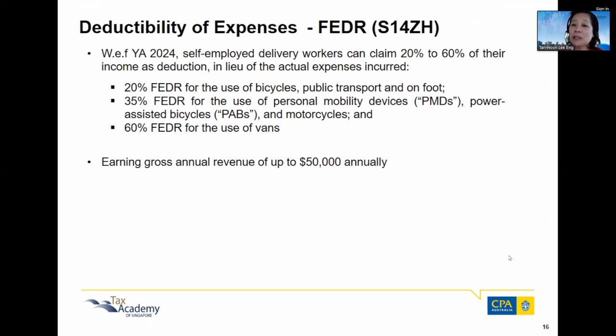For a delivery worker, if his income is up to 50,000, he can opt for FEDR. If his income is more than 50,000, he cannot opt for FEDR. He has to claim actual expenses. And also remember, this is only for 2024. Okay, 2023, no choice, claim actual expenses.